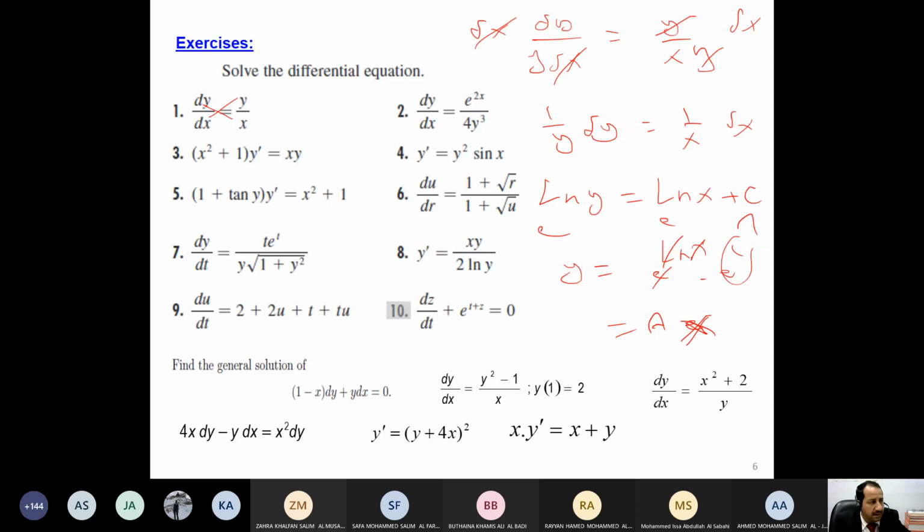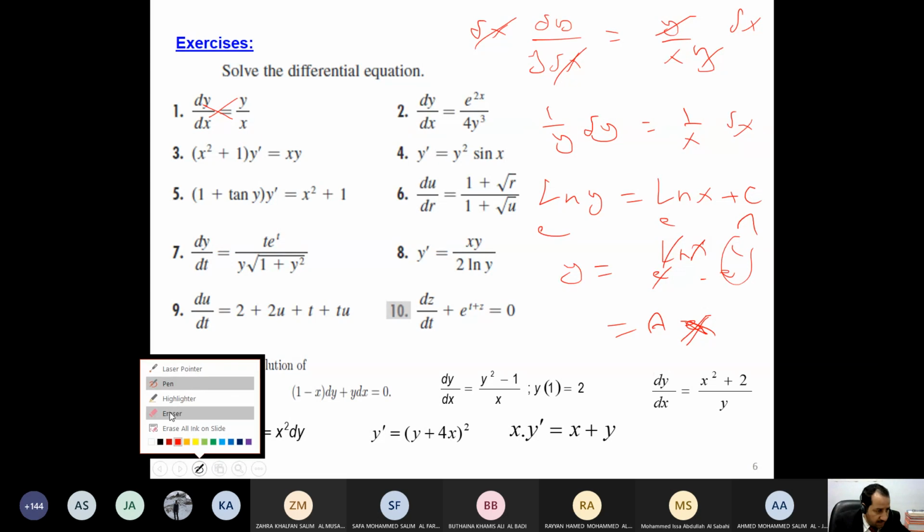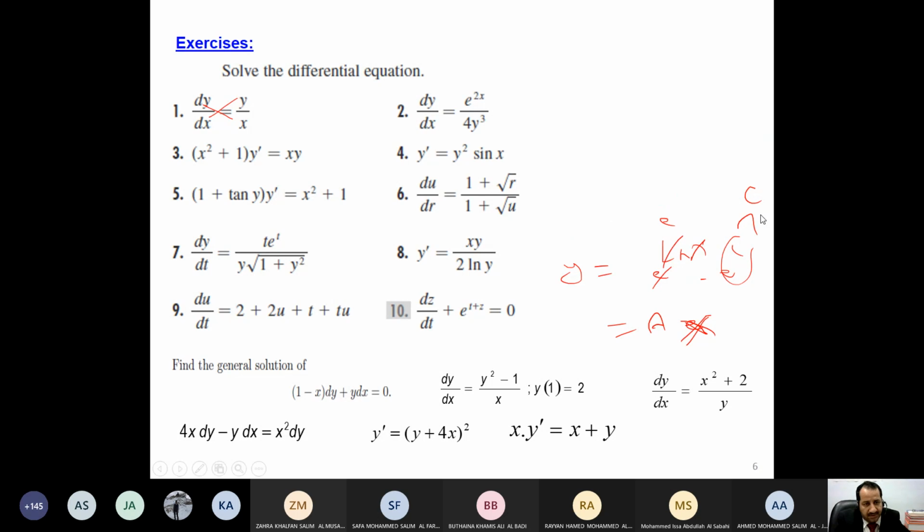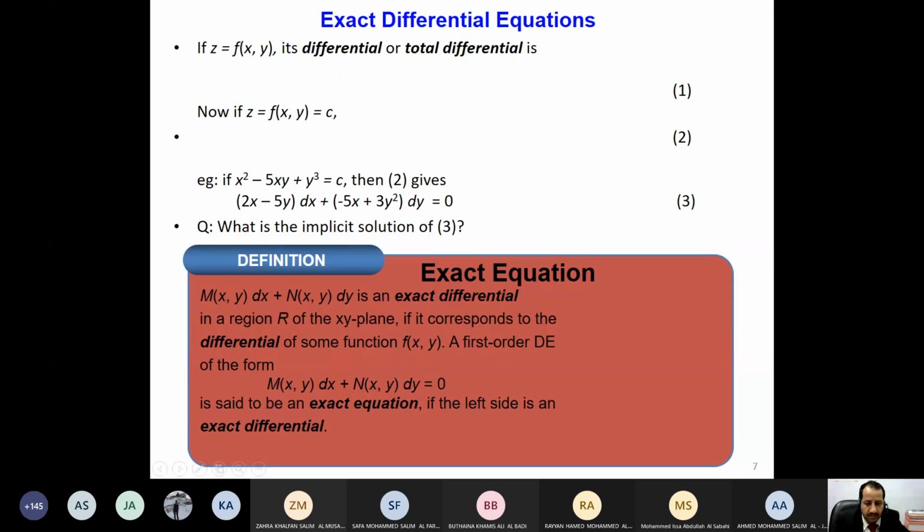Okay. Now let's take another example. Let me clean the board. I will give you a problem to solve. Just let me solve another one. As usual, I take the easy one and I give you the difficult one.